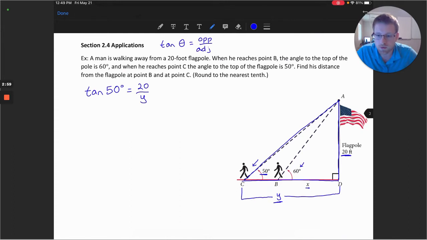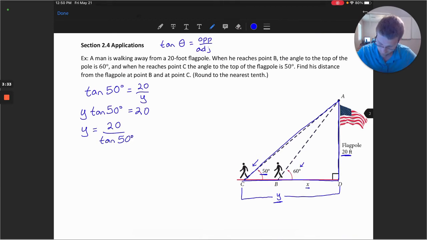Okay, this is a good opportunity to rearrange this equation because we have a variable in the denominator of that fraction. We'll multiply y on both sides to start. That will be y tangent of 50 equal to 20. And then we can divide both sides by the tangent of 50. Remember that the tangent of an angle is a constant number, so we can move it around like a constant. This is y equal to 20 divided by tangent of 50 degrees.